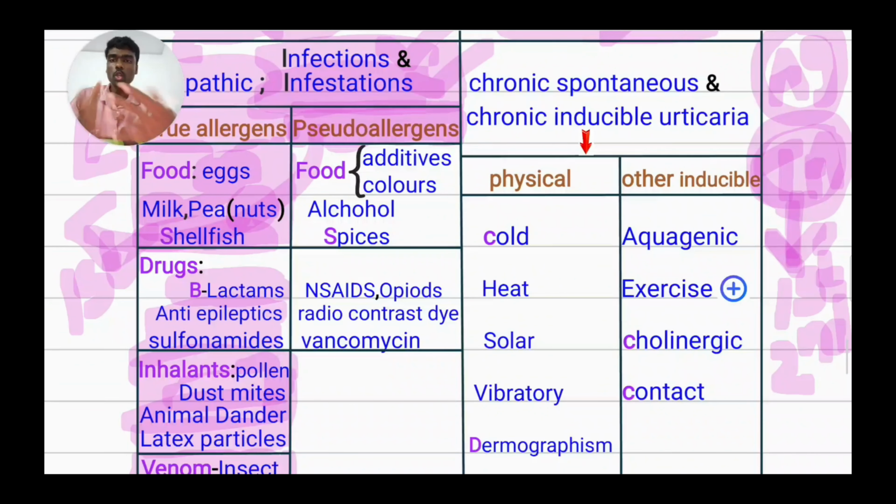Coming to pseudo allergens like food additives, food colors, alcohol, spices, NSAIDs, mainly aspirin, opioids, radio contrast dye, vancomycin. We all heard of red man syndrome because of vancomycin. These are all pseudo allergens. No need of IgE antibodies at all. They will go directly and stimulate mast cell from the first exposure itself. Most dangerous.